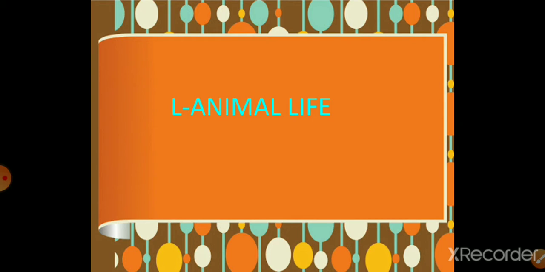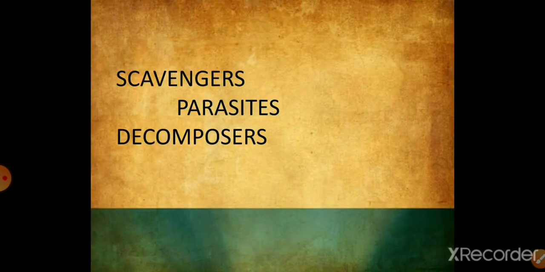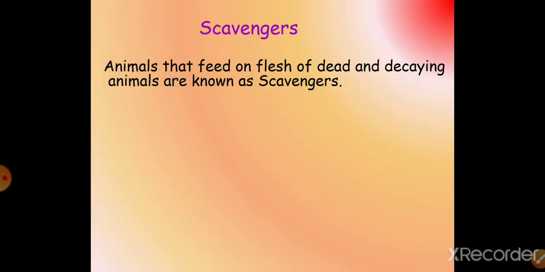Children, in the lesson Animal Life, in our previous class, we had learned about carnivores and omnivores. So today, we will learn about scavengers, parasites and decomposers. So, first, let's start with scavengers.